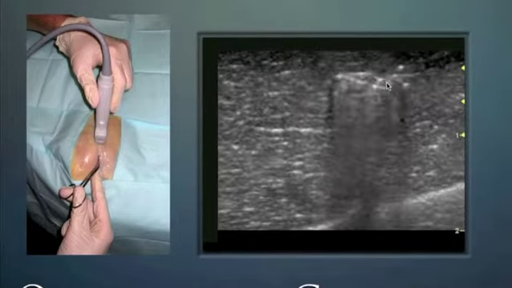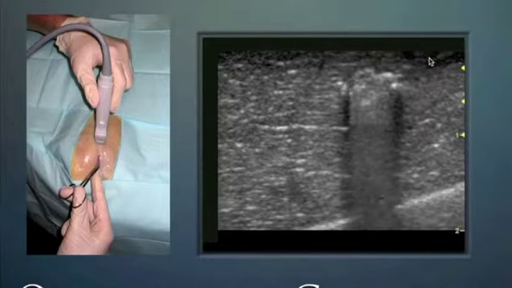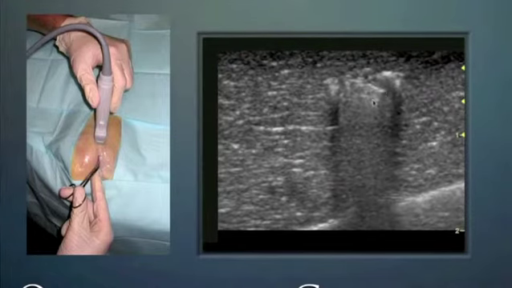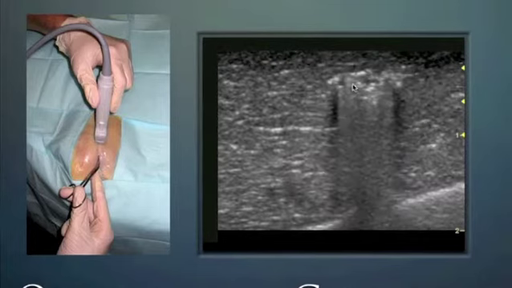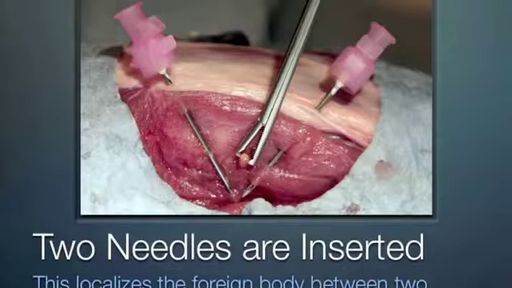And sometimes it's necessary to actually use two needles to localize the foreign body. When these two needles are underneath the long axis of the sound, we can take one needle and then take another one, and in this case we're pulling out a piece of wood, this toothpick here, and that can help localize the grasper even better. And this is an example of what this looks like.